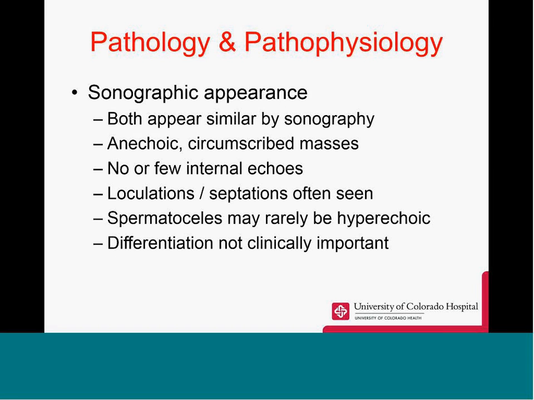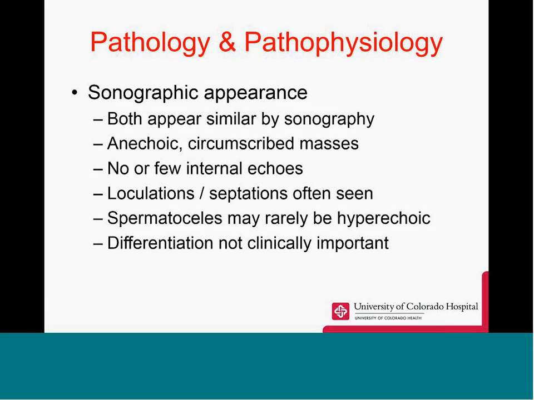On ultrasound, both appear similar. They're anechoic, circumscribed masses with no or few internal echoes. Loculations or septations can be seen. Spermatoceles may rarely be hyperechoic, although I've never seen this. Differentiation between the two is not clinically important.